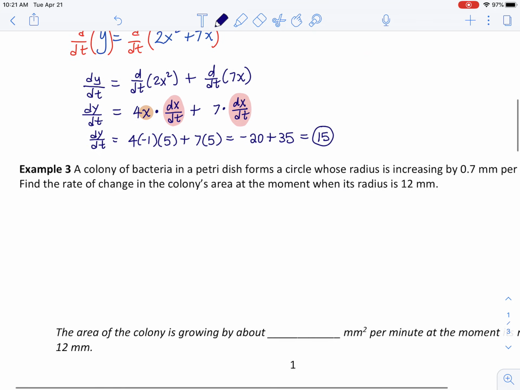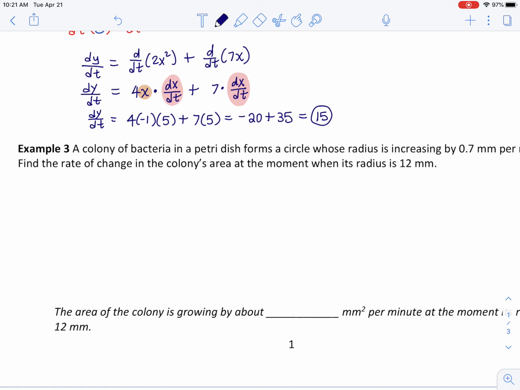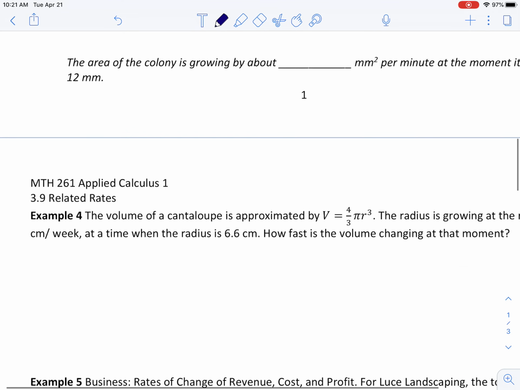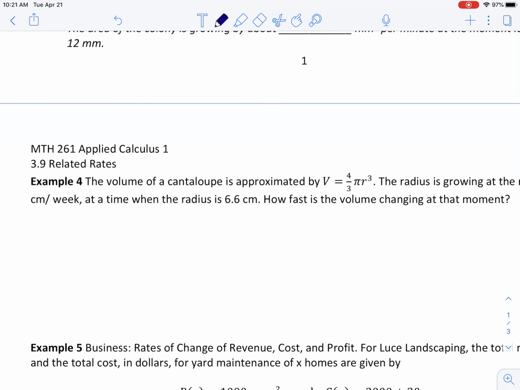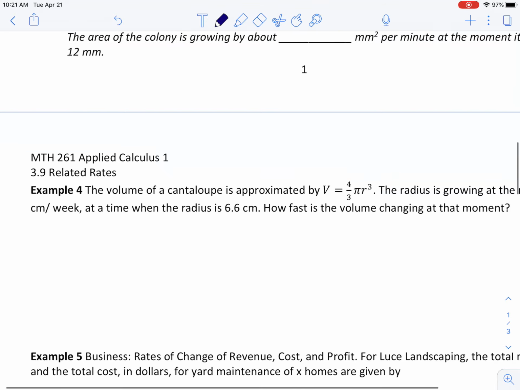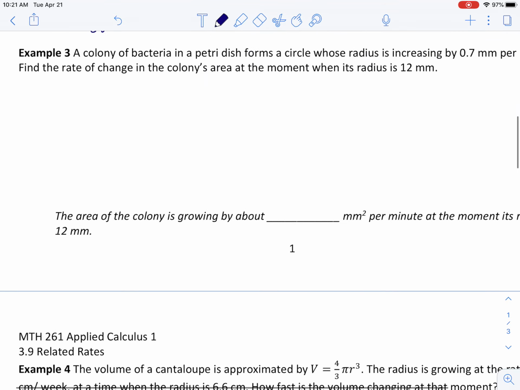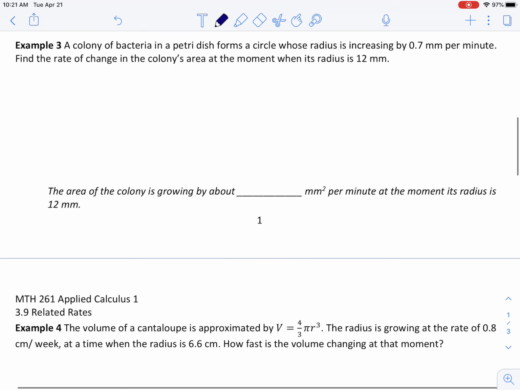If they give you the function, then we just take the derivative with respect to t and go on about it. But sometimes they won't give you the equation. Like number 3. They will assume that you know the area of a circle equation, and we do know that. So we're going to try example 3, and we're also going to look at the volume of a cantaloupe, but that one, they gave you an equation. So let's go over example 3 together.